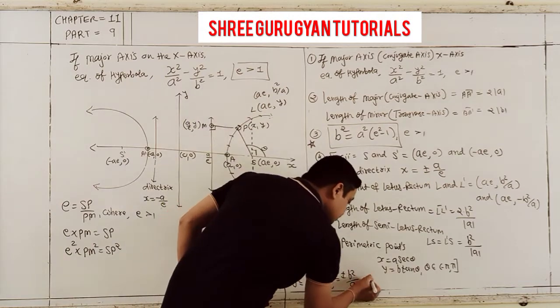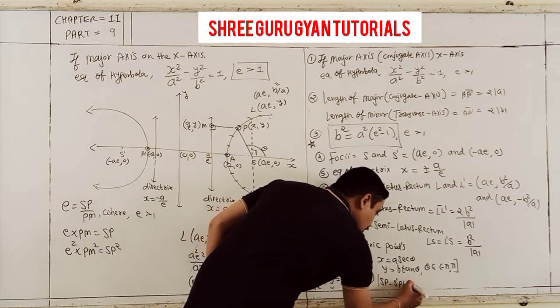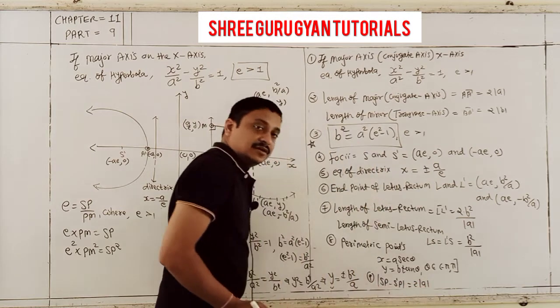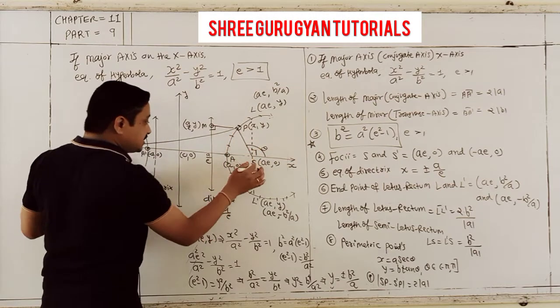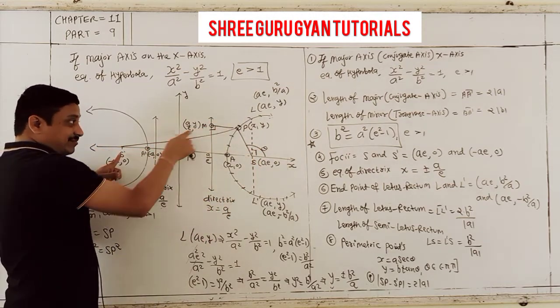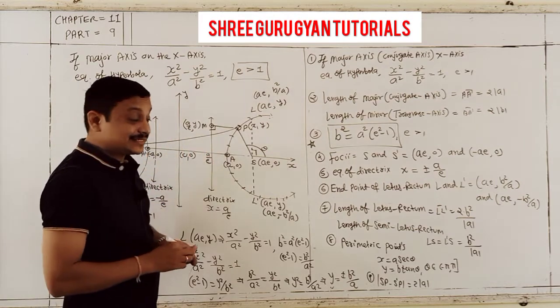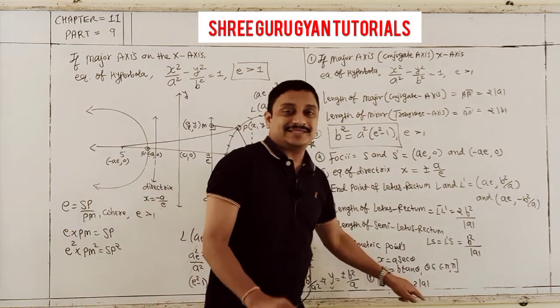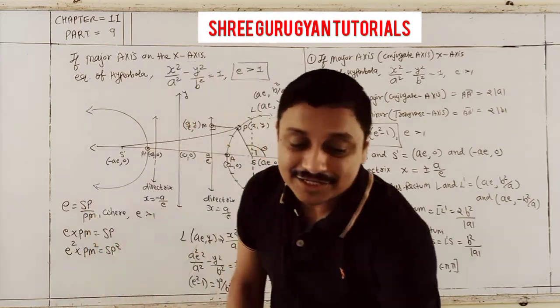And the main point: the modulus of SP minus S dash P is always 2 modulus a. This length, S to P and S dash to P, their subtraction is always twice modulus a. And students, our first case is done here.